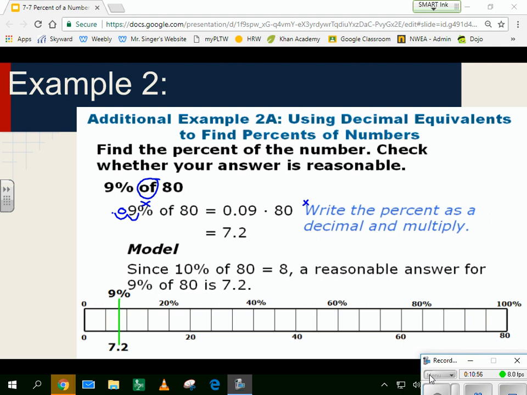0.09 times 80 gives you 7.2, and that is a reasonable answer. It's a small value. So this thing on the bottom is just to kind of show you the reasonability or the proof of why 7.2 is the correct answer. So copy down the top part before moving on.